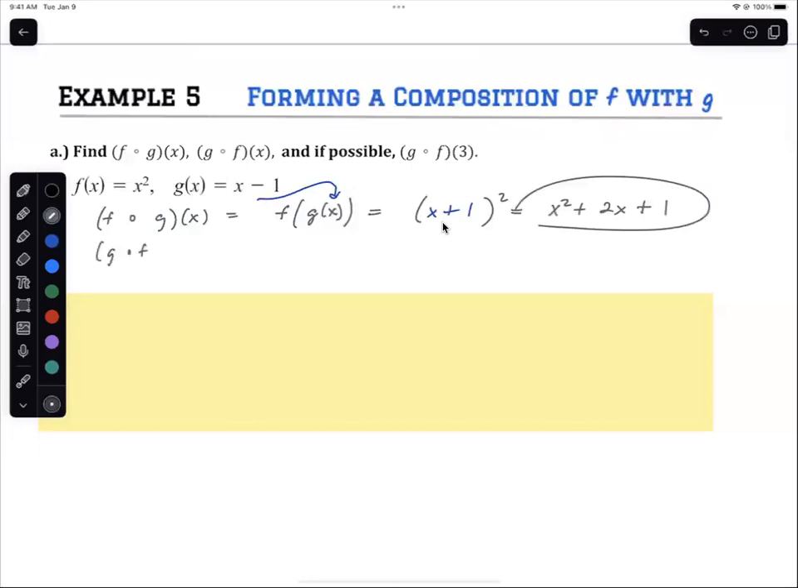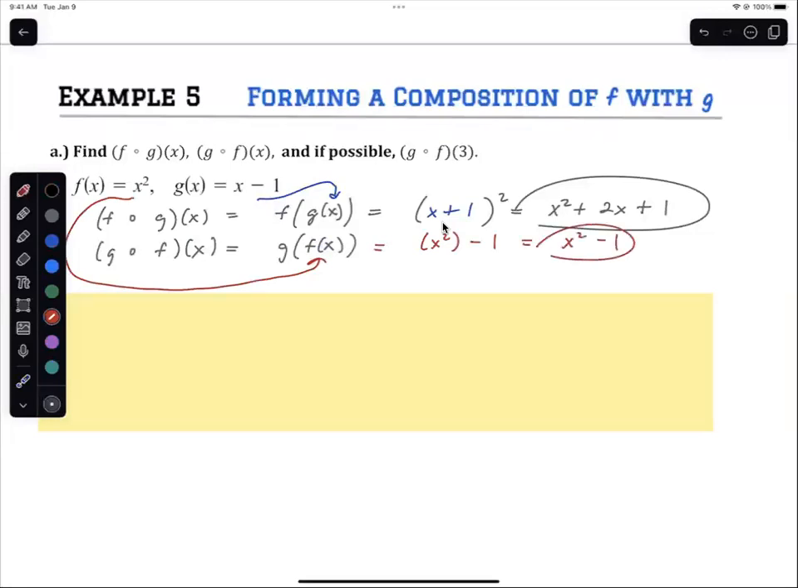g composed with f of x means g of f of x. So what that means is wherever you see an x in g of x, I'm going to replace it with f of x. So now this guy is going to go there. So this is going to equal x squared minus 1, which is just x squared minus 1.